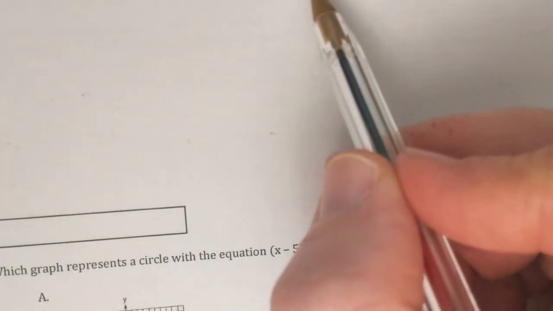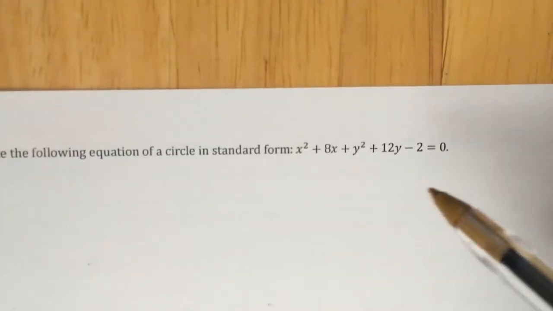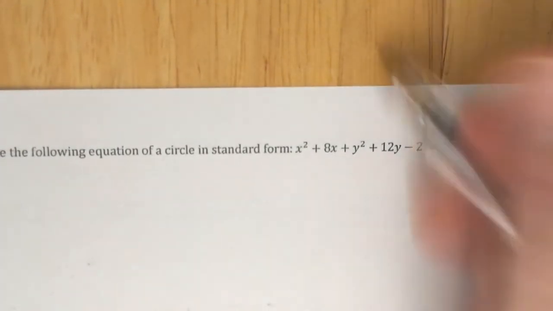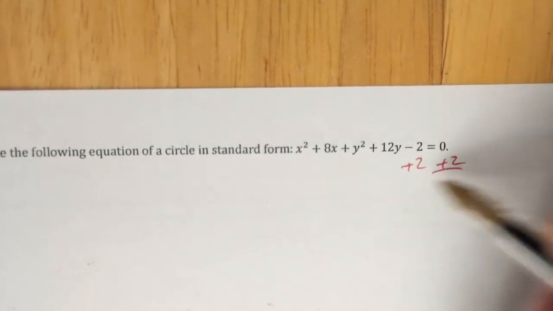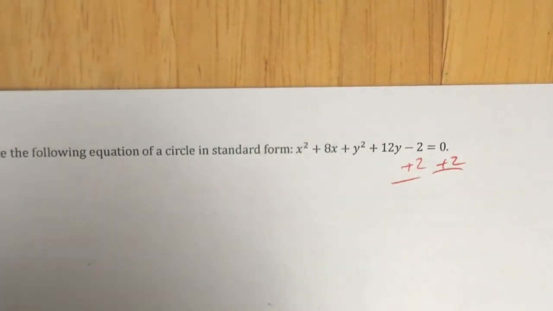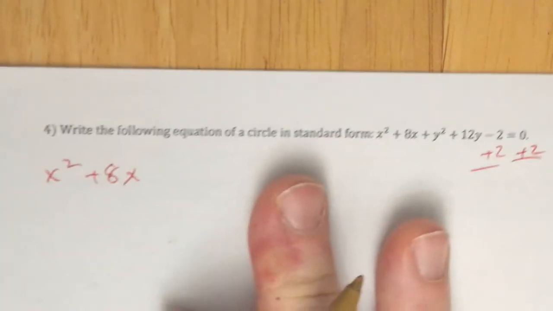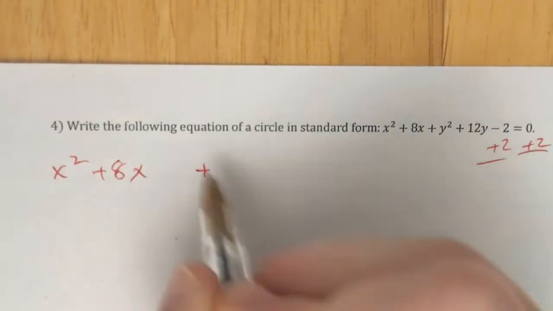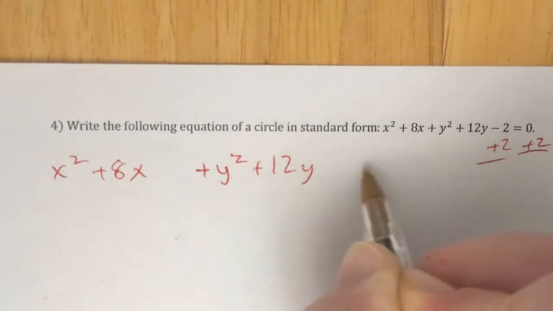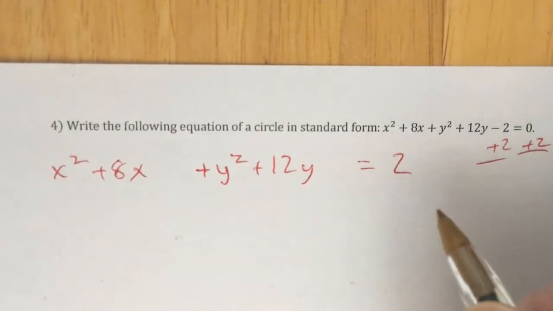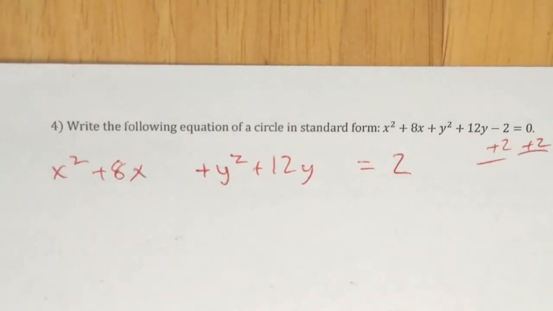All right, now number 4. Write the following equation. So we just did this. So before we start, though, we have to space this out. We have the negative 2 on the wrong side, so we're going to add 2 to both sides. Okay, so we have x squared plus 8x, leave some space, plus your y squared plus 12y, leave some space, is equal to that positive 2. And you just do everything that we just did a second ago, but I at least started you off.